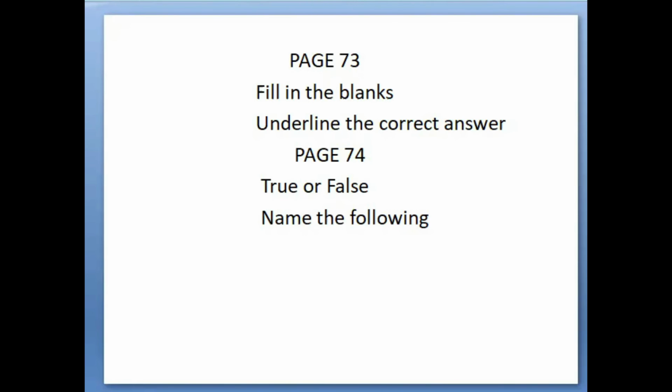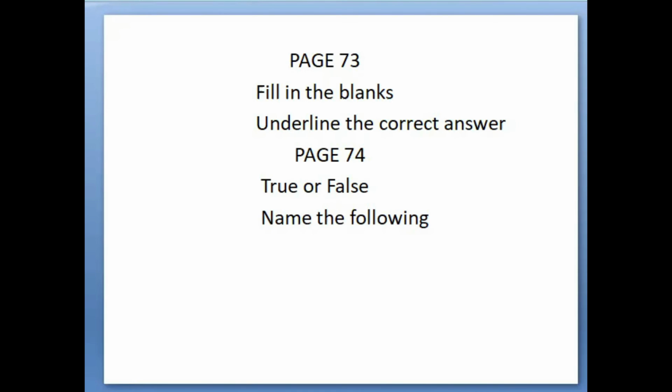Next, page 74. C. Write T for true and F for false. Question number 1. Melting of chocolate is a reversible change. And the answer is true. Question number 2. Burning of candle is a physical change. And the answer is false. Question number 3. Breaking of glass is an irreversible change. And the answer is true.